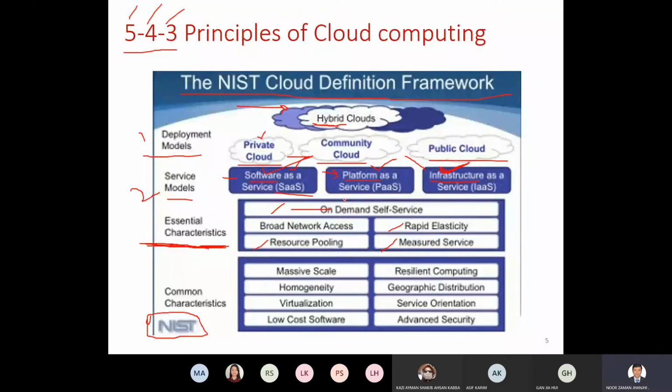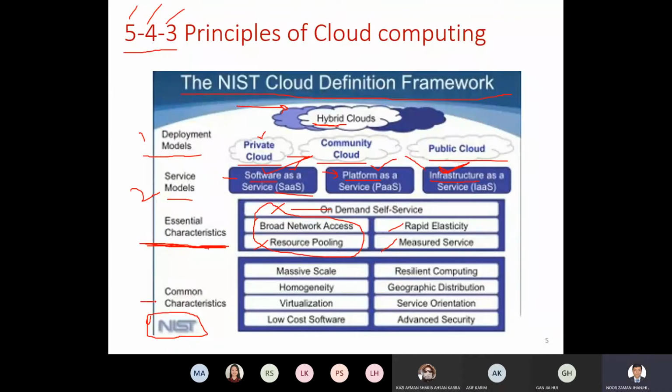What do we mean by the essential characteristics? It means if some cloud does not have two or three things out of that, then we cannot call it a cloud. So if it is a cloud, these are the essential, fundamental, basic characteristics that it must have.